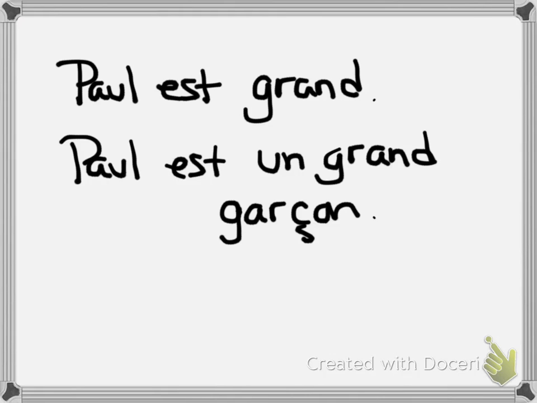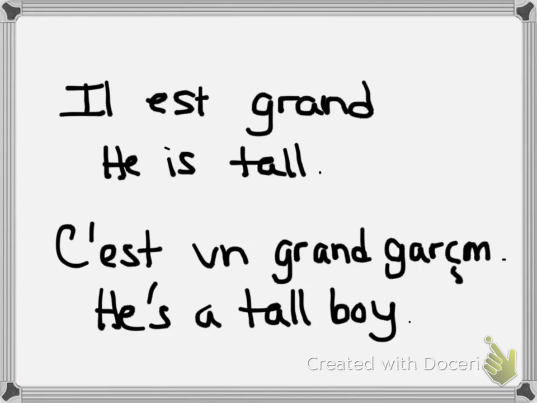However, the trouble comes in if we want to replace the noun Paul with a subject pronoun, because the French use a couple of different sentence structures to do this. So, for example, they would say il est grand, he is tall, but they would say c'est un grand garçon, he's a tall boy. So notice the usage. In the first sentence, we have an adjective. And when we have just an adjective, we're going to use il est. However, in the sentence down below, we have this article, noun, and adjective combination. So we're going to use c'est.